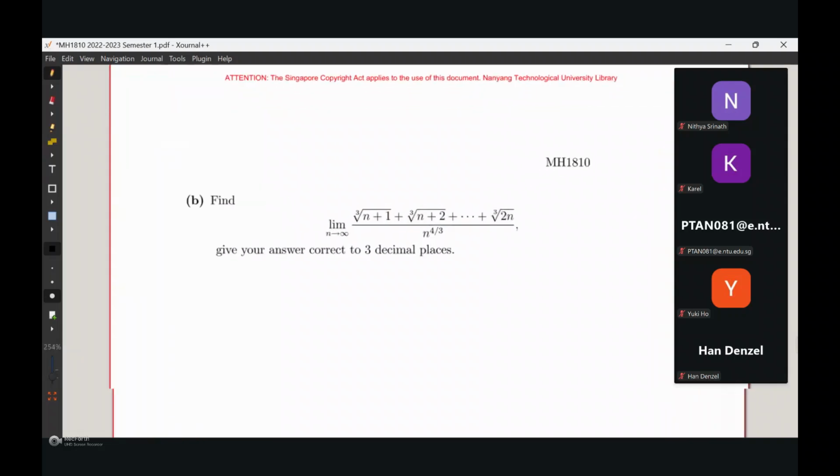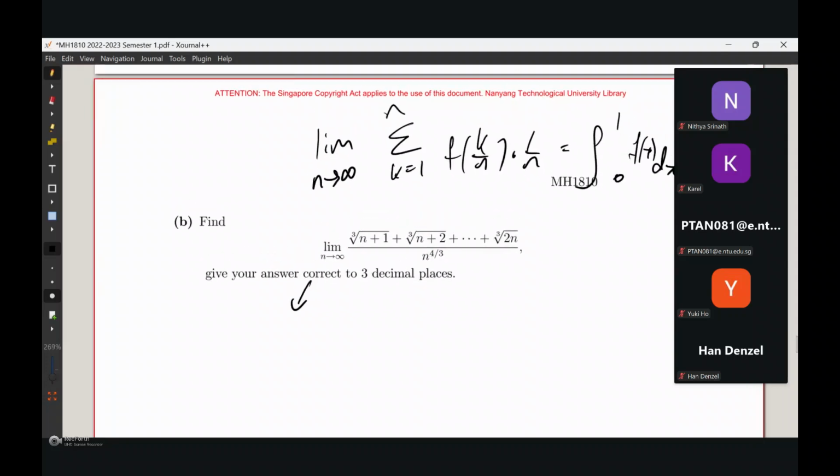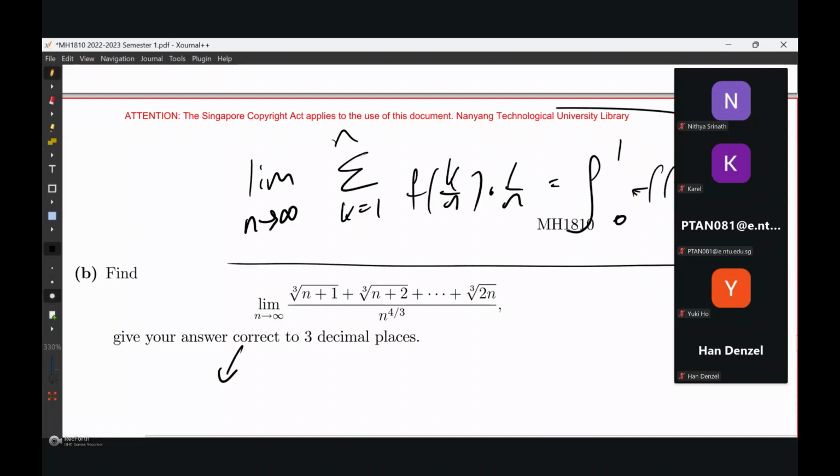Okay, so let me finally do part B here. You should know this is a Riemann sum. We have a limit, we have an infinite sum here. Most likely, it's a Riemann sum. For Riemann sum, this is what you should know. The limit as n approaches infinity of the summation from k equals 1 to n of f of k over n times 1 over n is the integral from 0 to 1 of f(x) dx. This is the Riemann sum formula here.